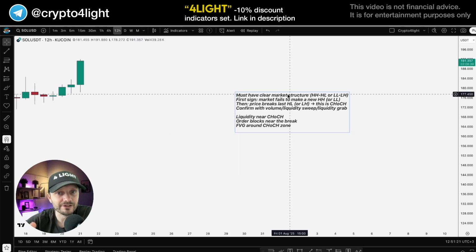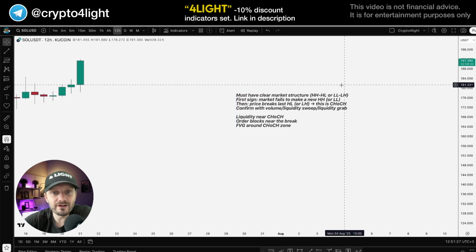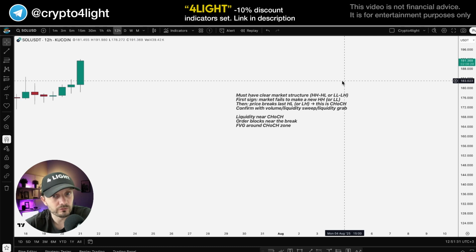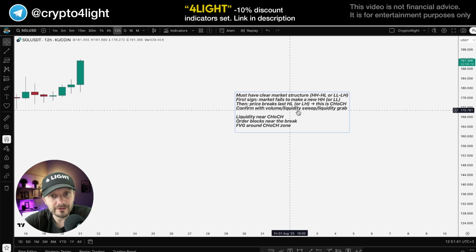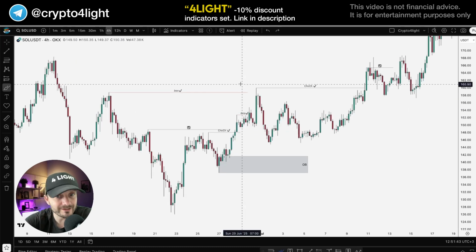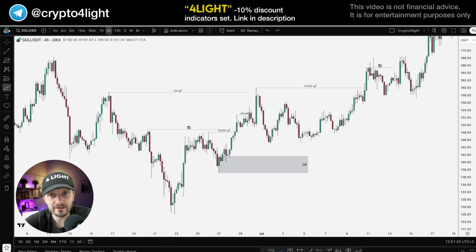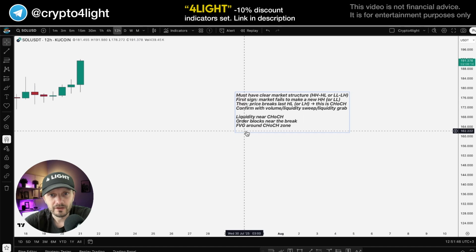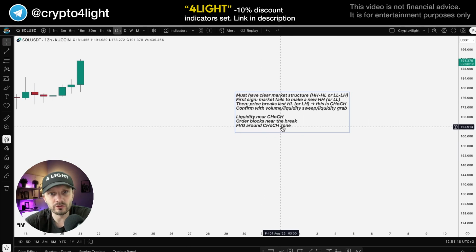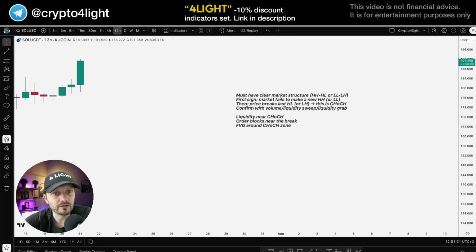Next one, what you have to know is how to identify it. It must have a clear market structure before, like I told you, it can be higher high, higher low, or lower high, lower low. First sign, the market fails to make a new high or lower low, then the price breaks the last high or low. This is a CHoCH. Confirm with the volume, liquidity sweep or liquidity grab. For example, what we can see, and it can be, by the way, with a fair value gap around, or the blocks. Got it. So take a look.